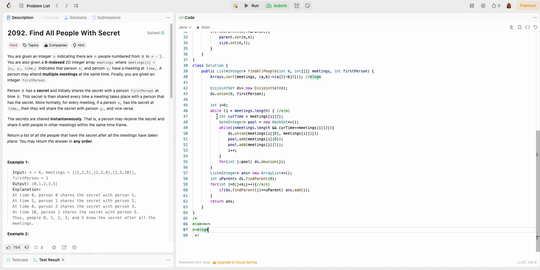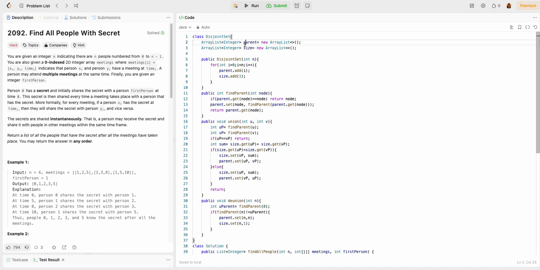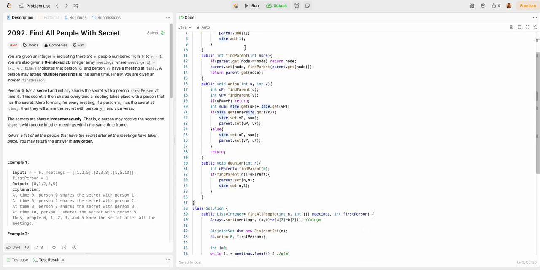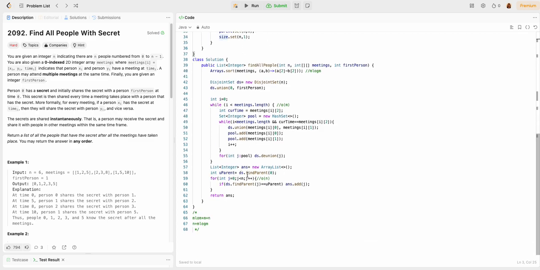If we talk about the space complexity, we are using a disjoint set which is using parent and size. Parent will be of size n. As you can see, size will also be of size n. So it is O of n plus O of n, and we are using another O of n to save the value. So it will be O of n plus O of n plus O of n, that is ultimately equal to O of n again. So this is my TC, and my SC will be equal to O of n. That's it. I hope this helped you.